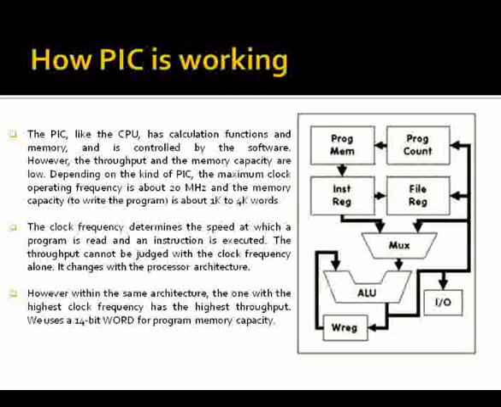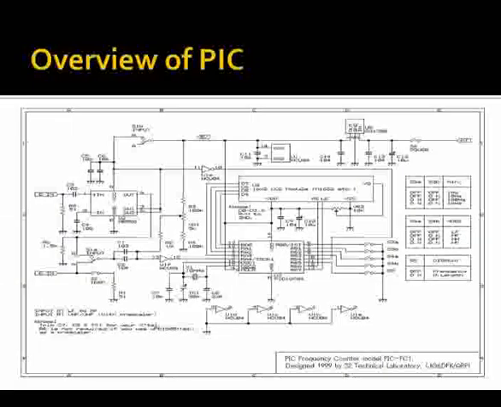The clock frequency determines the speed at which a program is read and an instruction is executed. The throughput cannot be judged with the clock frequency alone. It changes with the processor architecture. However, within the same architecture, the one with the highest clock frequency has the highest throughput. We use a 14-bit word for program memory capacity. This is a sample circuit diagram of a peripheral interface controller.